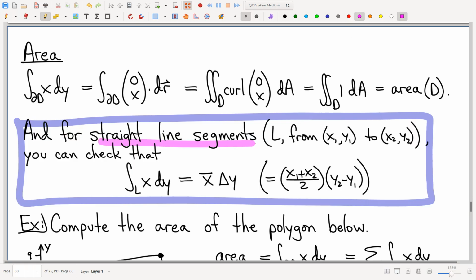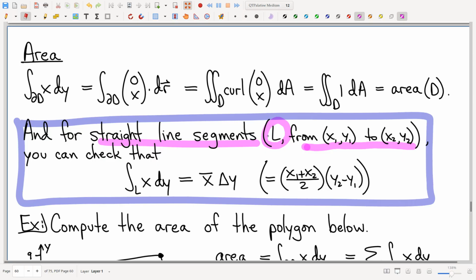Parameterize the straight line segment L that starts at x1, y1 and goes to x2, y2. Good little exercise in parameterizing curves. Think back to chapter 1. Talk about how to do this in chapter 1. You parameterize that literally. You plug and chug. No tricky curves. You just plug and chug.